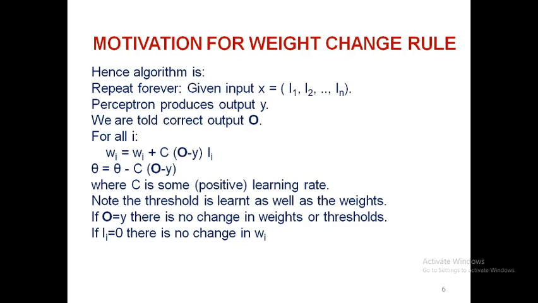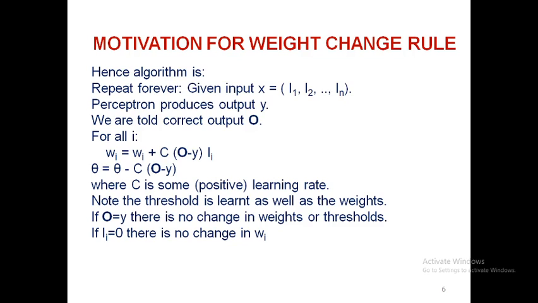Here we need to remember one thing, that is the threshold as well as the weights need to be learned from the algorithm. So if O is equal to y, there is no change in the weights, right? If O is equal to y, then O minus y in both the equations is equal to 0. So in the first case Wi is equal to Wi only, theta is equal to theta only. No change in the weights and threshold.